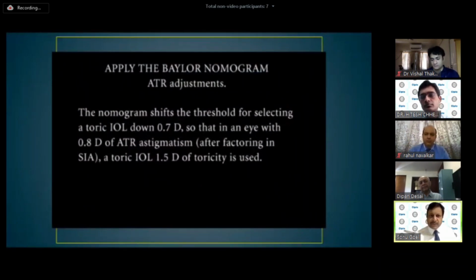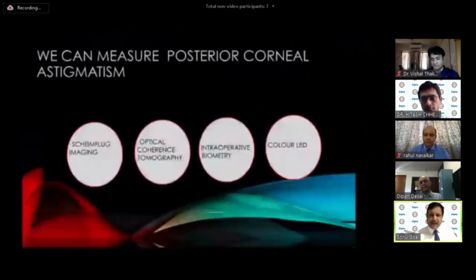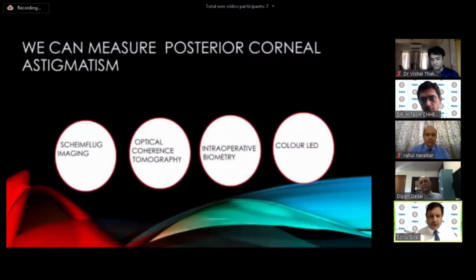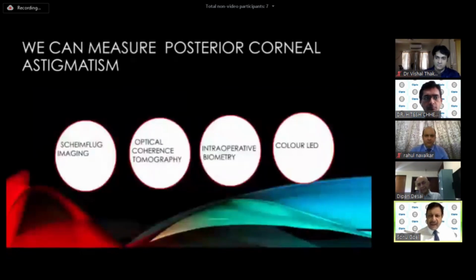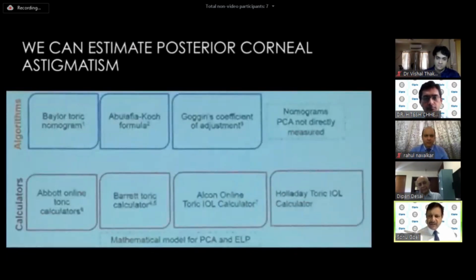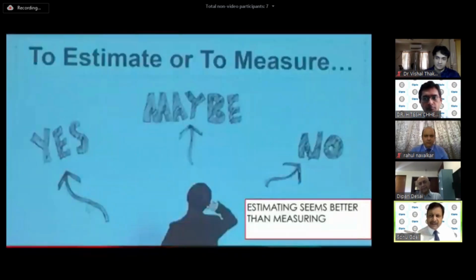So we can measure the posterior corneal astigmatism by using Scheimpflug imaging and optical coherence tomography. We can have intraoperative biometry, and we can have color LEDs. We can also estimate the posterior corneal astigmatism. Now there are two terms which I want to use: measurement and estimation. Which one is better? Estimating seems to be better than measuring.